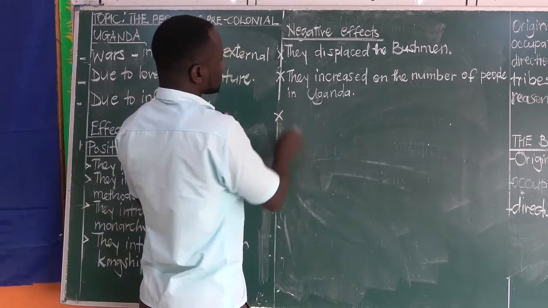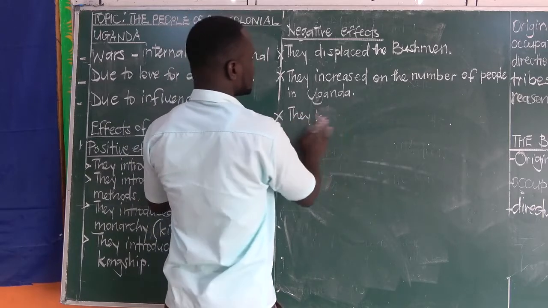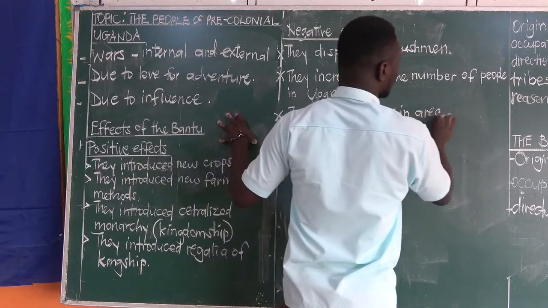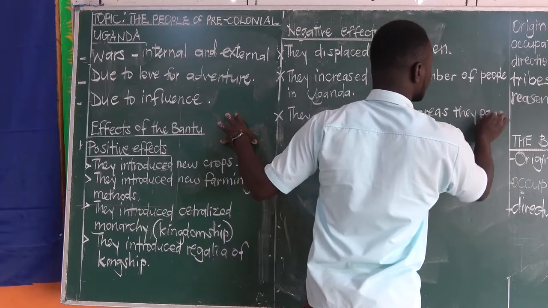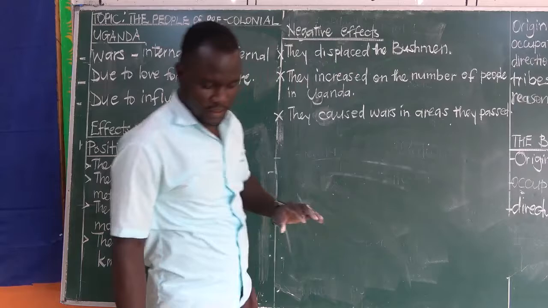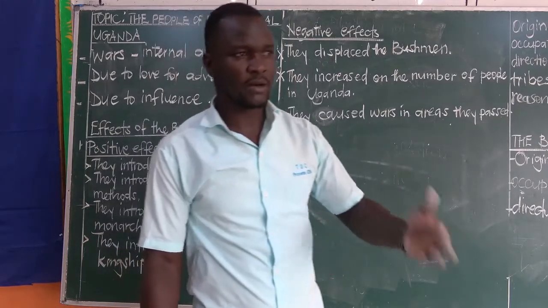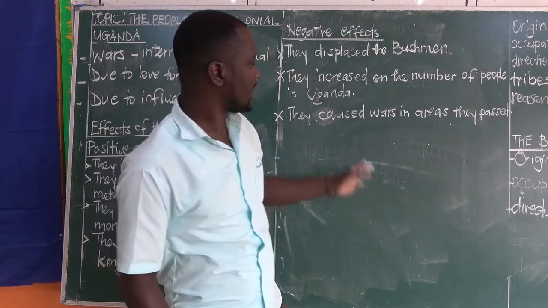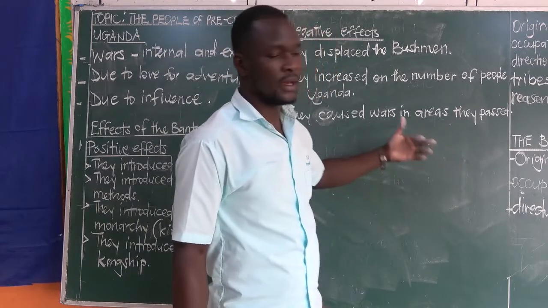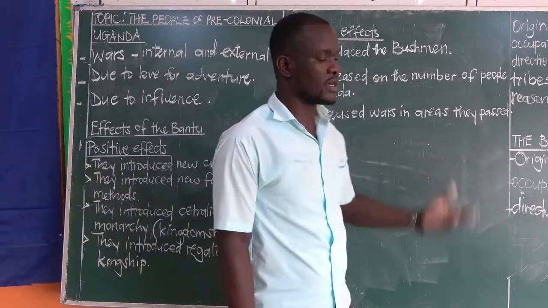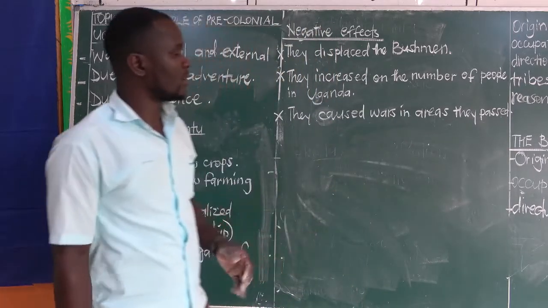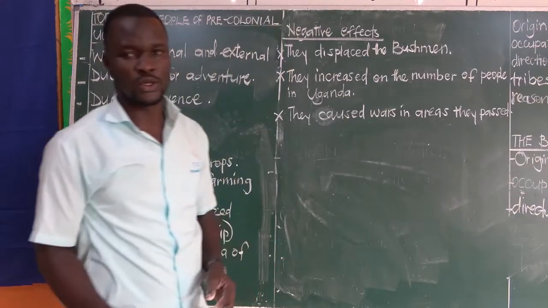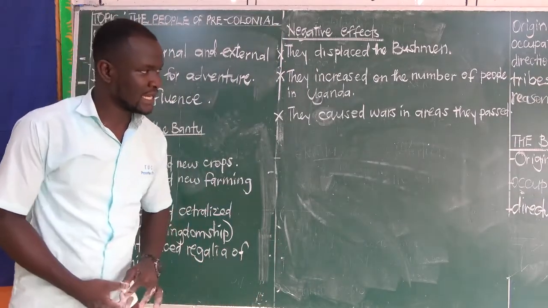And then the third one is the Bantu led to wars. They caused wars in areas they passed. As they were looking for areas to settle, when they came across some areas, they had to fight those people who were living there, and they chased them away, and then they settled there. And as they went for such fights, they could exchange blows, and if they defeated them, the other ones were chased. So that was also another negative effect of the coming of the Bantu into Uganda. Next, we are going to be discussing the next ethnic group, that is the Nilotes.